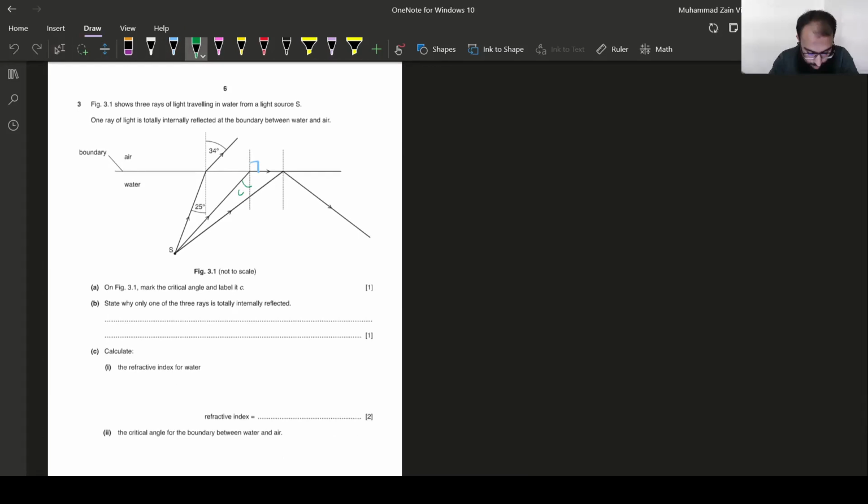Now the refractive index for water. So I need to find the refractive index for water, and I know the formula for this. The formula is simply n equals 1 over sine c. If I apply this formula, I know sine c, so I'll simply be able to find n. So that's how I do it.